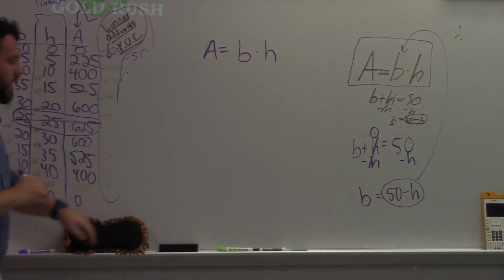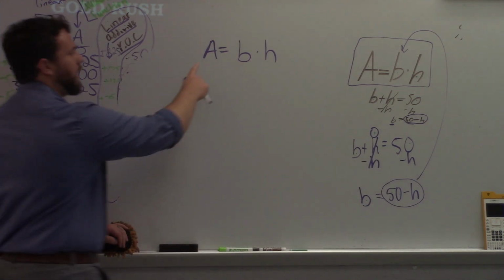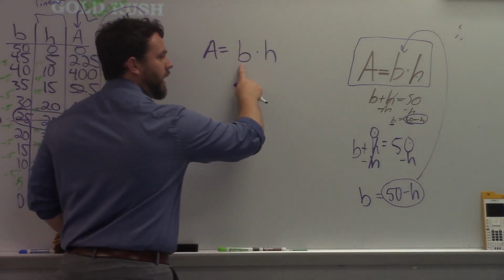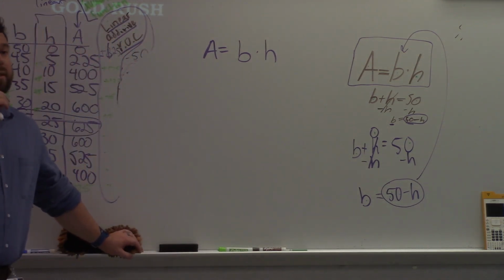Now, I want to point this out. Every function you have, or every equation you've ever created and graphed, had how many independent variables? It only had one. How many independent variables does that area equation have? Area right now is depending on both base and height. So how many independent variables does it have? Two. I need it to only have one. So I need to rewrite that expression for base in terms of height or height in terms of base.